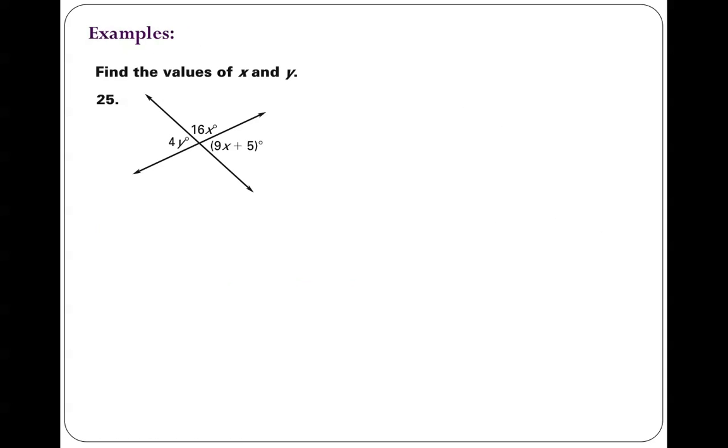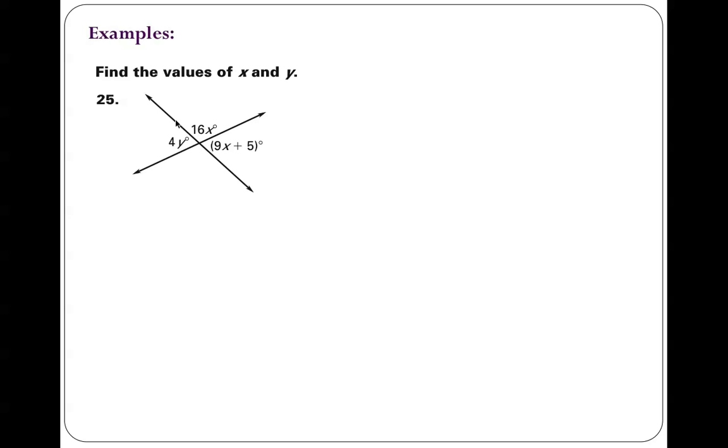So this one is a little tricky. They're asking for the values of x and y. So you have to be careful how you set this up. You might want to just right off the bat say 4y equals 9x plus 5. But if you do that, you're going to have two variables, and there's no way really to solve that, unless you want to set up a system of equations, which would be a little more difficult.